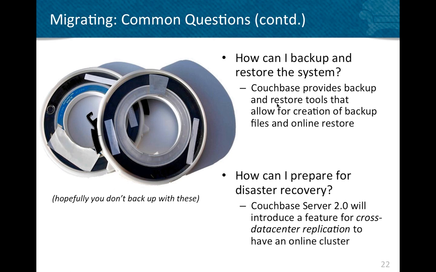Another question that may come up is how can I prepare for disaster recovery? This is actually a pretty neat one. So Couchbase Server 2.0 will introduce a feature for cross data center replication. And with cross data center replication, we'll have the ability to replicate to an online cluster, potentially another data center. So imagine that my primary data center has 20 or 30 nodes, and I just want to make sure I have a copy of all of that data. I'm not actually querying it, or I don't have a lot of operations, if any, occurring. I just want to have a copy of that data.